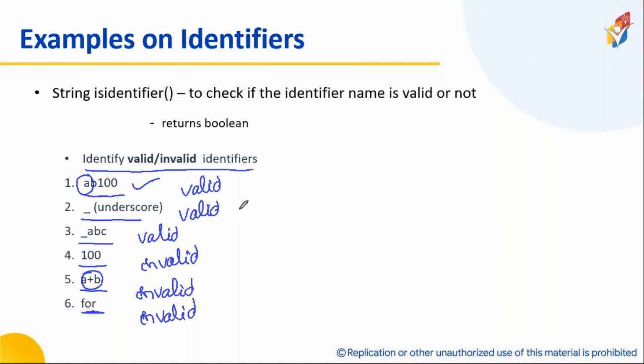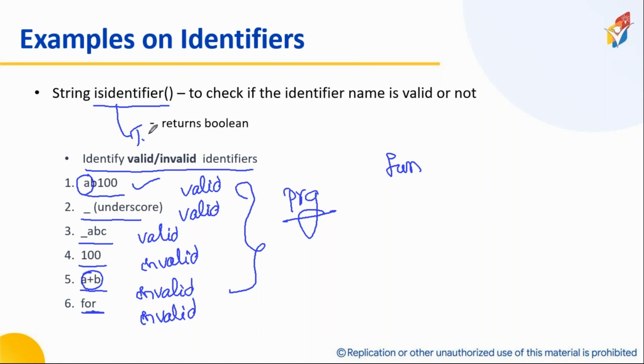So shall we test it with a computer program? Now whether they are valid or not. In order to check them, we have a function called isIdentifier. IsIdentifier is going to return either true, which means valid, or false. False means it is invalid. Shall I go and demonstrate?